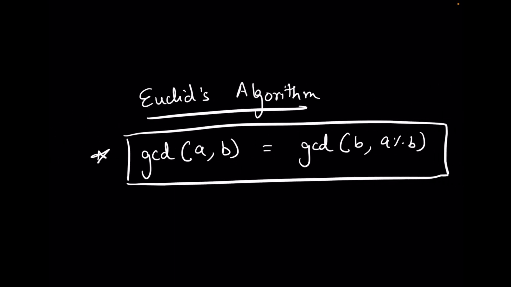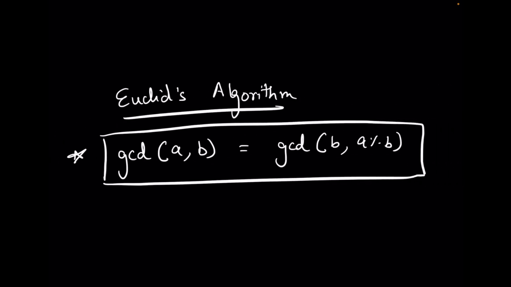To understand this, we need to understand two pieces of information. The first one is shown here on the screen, that the greatest common divisor of A and B is equal to the greatest common divisor of B and A mod B. Here A is the greater number between A and B.